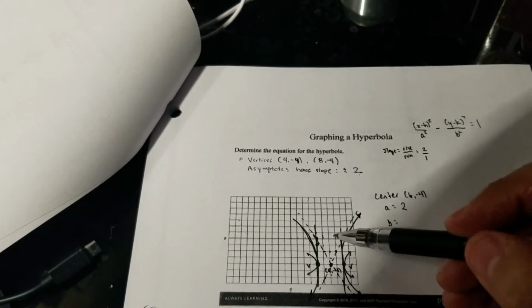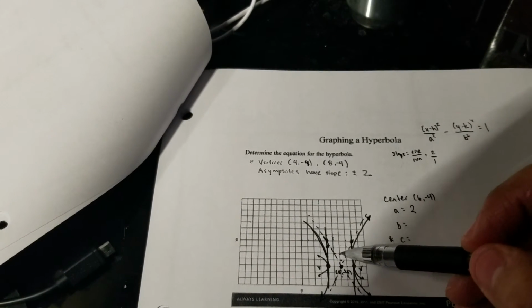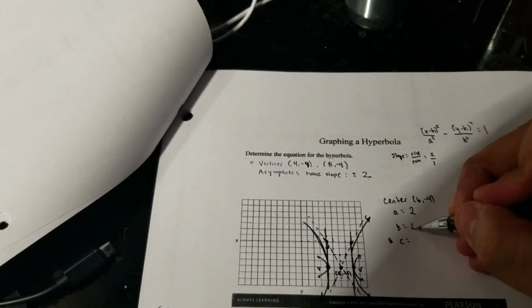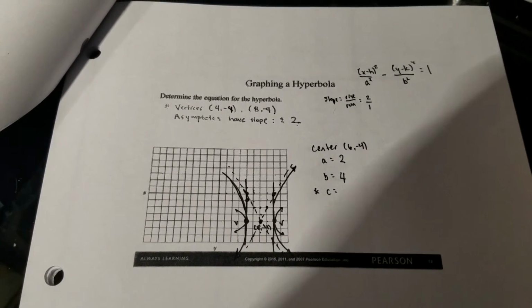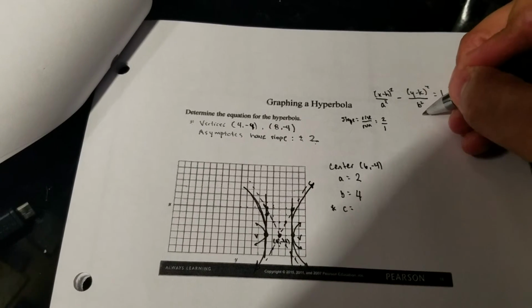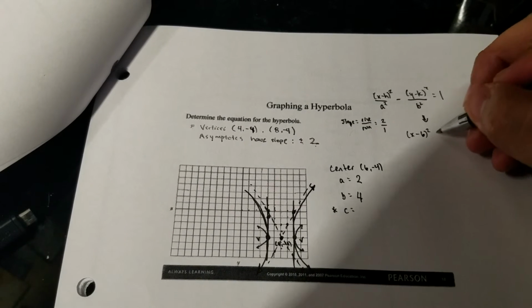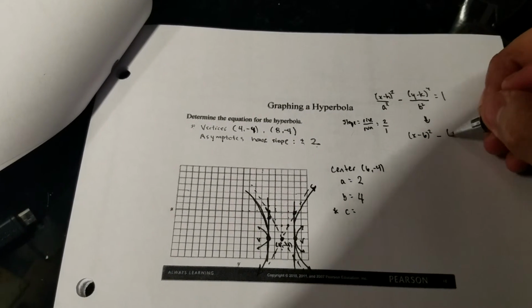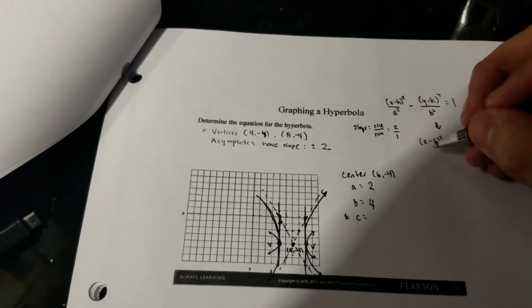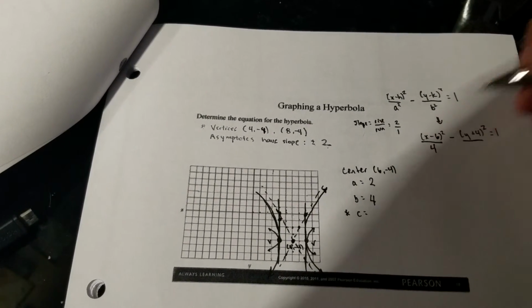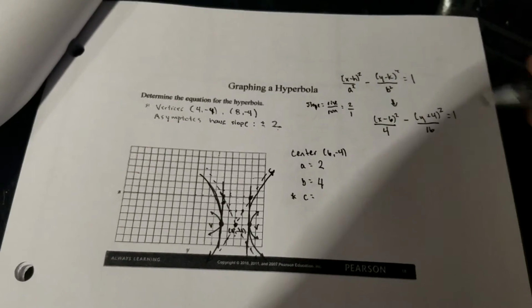Okay, so now I've made my box, and this makes it easier. Now I can just see how many up did I go. I went 1, 2, 3, 4 up. So my minor axis b is equal to 4. Okay, so I can make my equation now. X minus 6 squared, minus y plus 4 squared, where my a value is 2 squared, which is 4, and my b value is 4 squared, which is 16. So that's my equation.